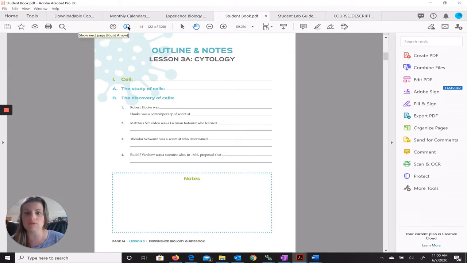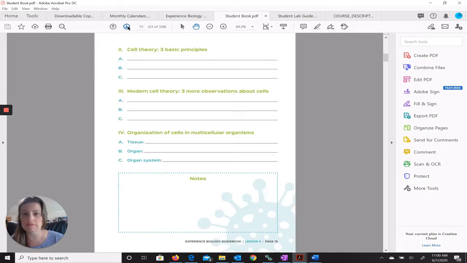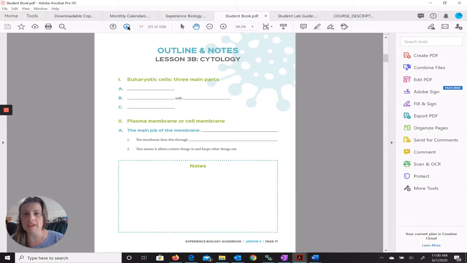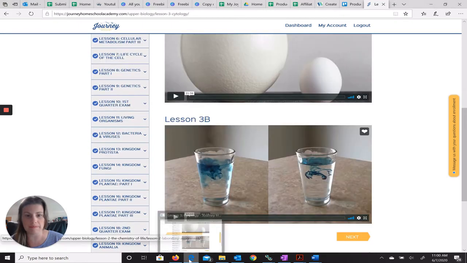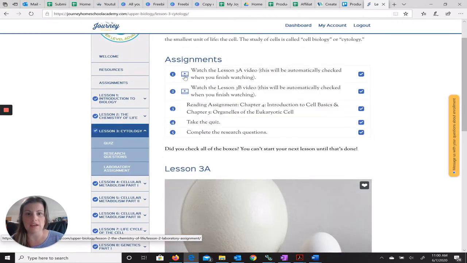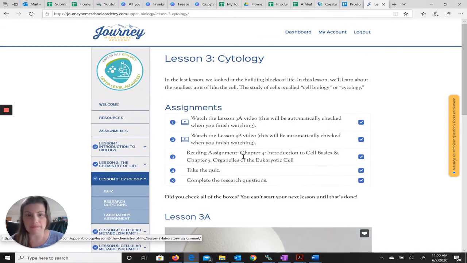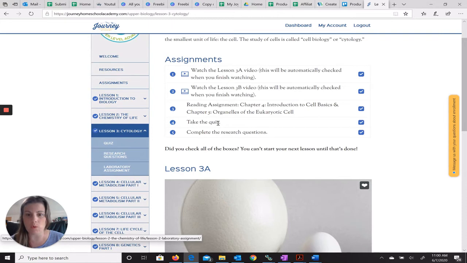And as you watch the video, the student will take notes, fill in the outline. There are a few pages. Then lesson 3B, outline and notes, goes with video 3B. So once they watch the videos and complete the outlines, they can check those off. Then there's also a reading assignment each week from the textbook. And there is also a quiz. The quiz is based on the video content, not the text reading. And then there are research questions.